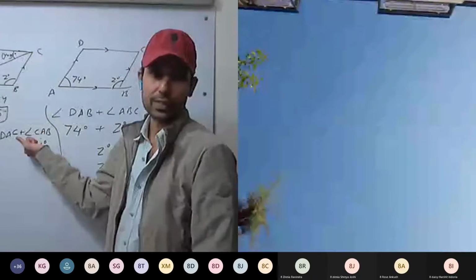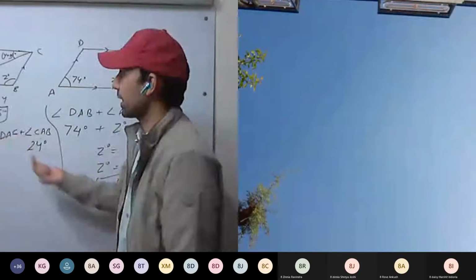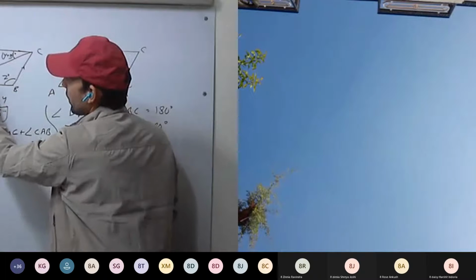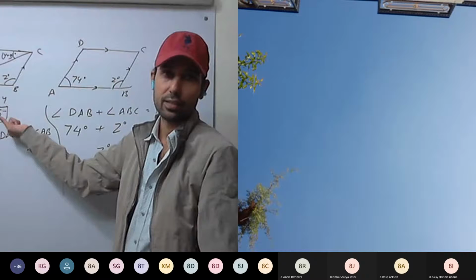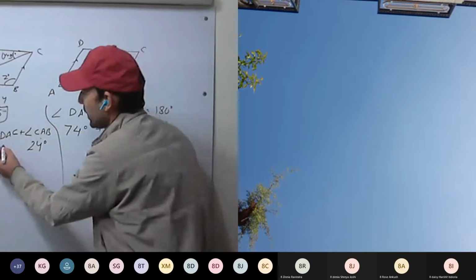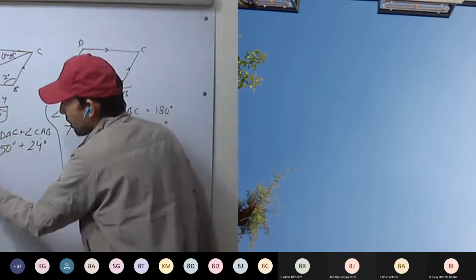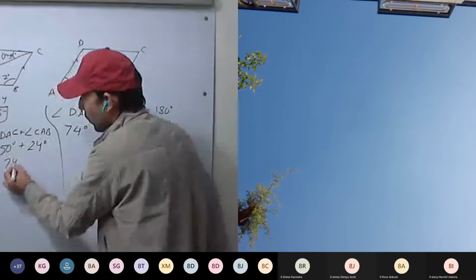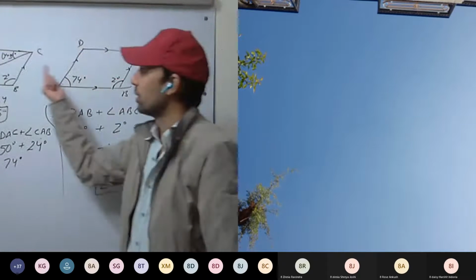Angle DAC we have to calculate. So how to calculate DAC angle? It is given as 3y plus 5 degree. And y value we already know, 15 degree. So 3 into 15 plus 5, it will be 50 degree. So angle DAB is 74 degree. This is how we calculate it.